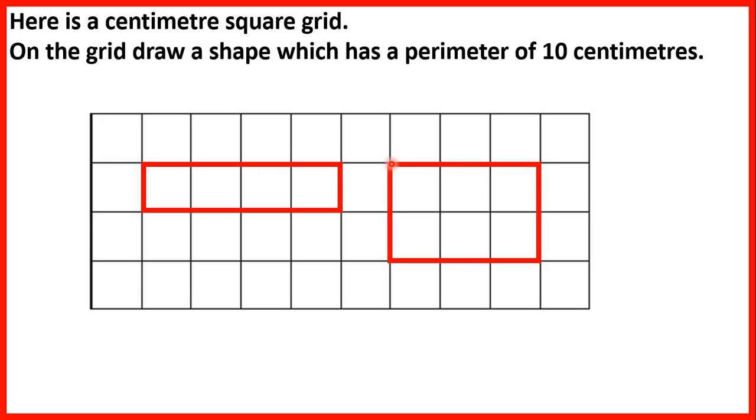Or we could draw a rectangle like this, because 3 plus 2 plus 3 plus 2 is 10 as well. So as long as we have a shape where, when you count the squares on the outside of a shape, you get 10, you have a shape with a perimeter of 10 centimetres.